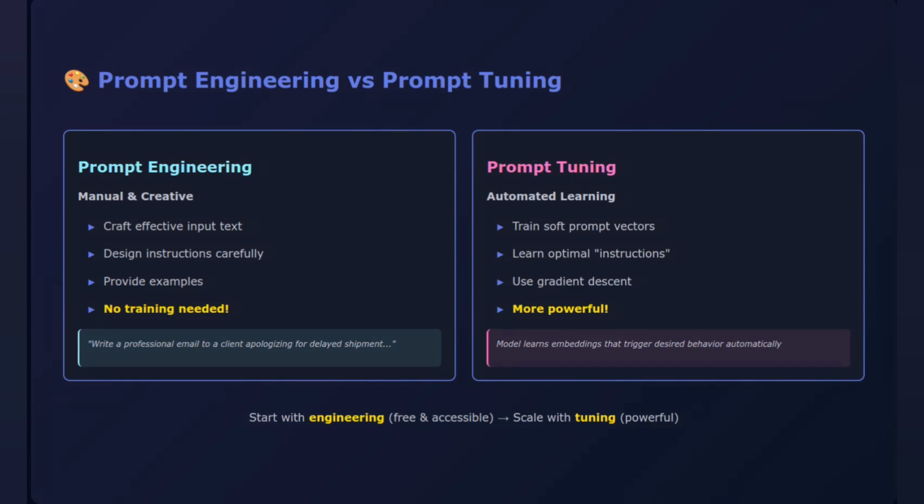Prompt tuning, on the other hand, is automated learning. You train soft prompt vectors on a dataset. The model learns the optimal instructions through gradient descent. It's more powerful, but requires some training infrastructure. Most people start with prompt engineering because it's accessible and free. As you scale up, prompt tuning becomes incredibly valuable.